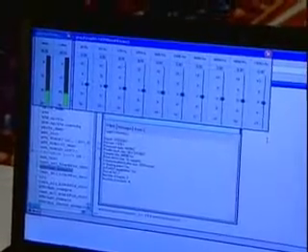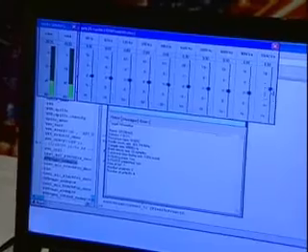And this is a 10-band graphic equalizer, and I can interact with it in real time just by moving the sliders here. So again, everything happens dynamically.